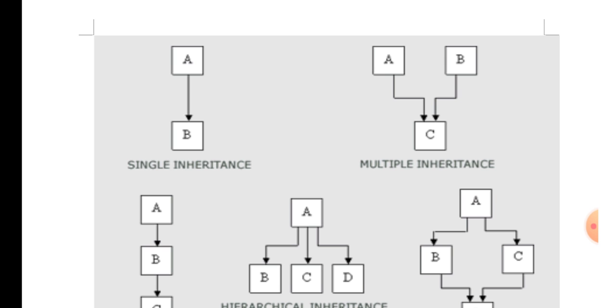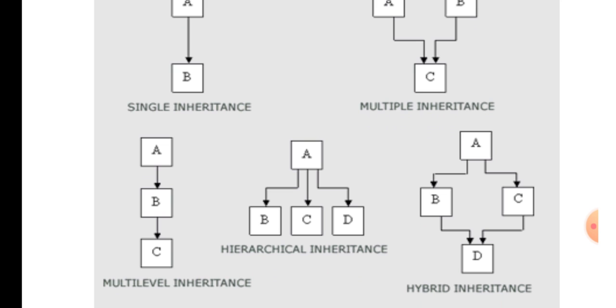So here you can see single inheritance. You take class A and class B. Arrow mark indicates that B is inherited from class A, or B is derived from class A. So single inheritance indicates that one class will be derived from exactly one class.